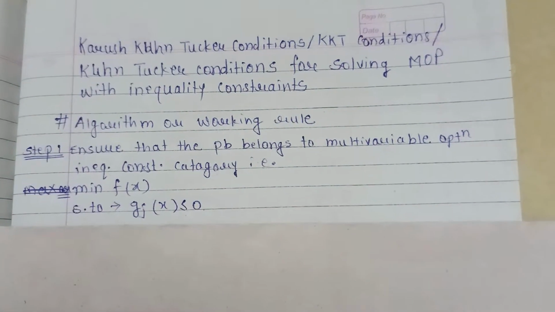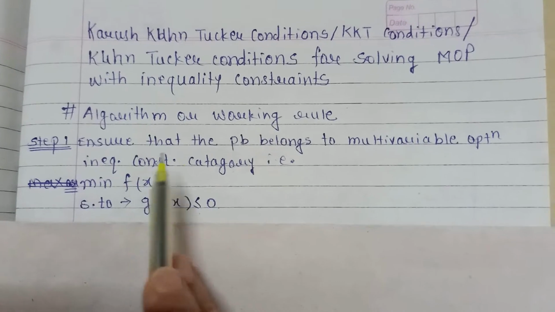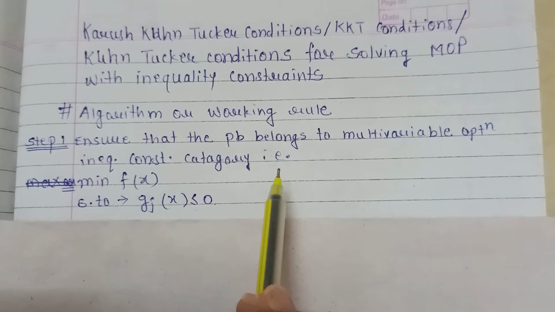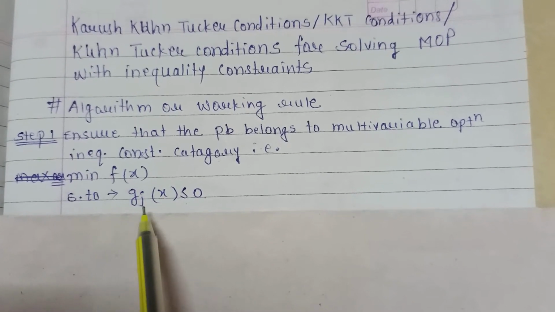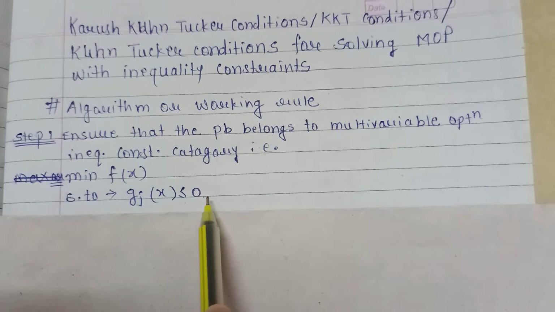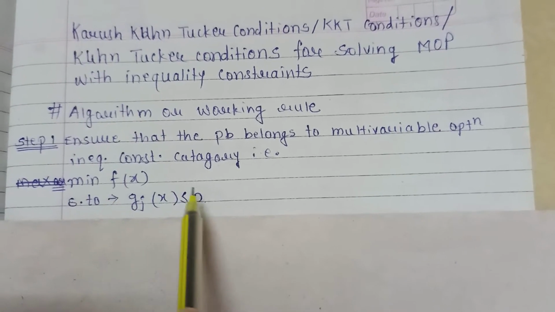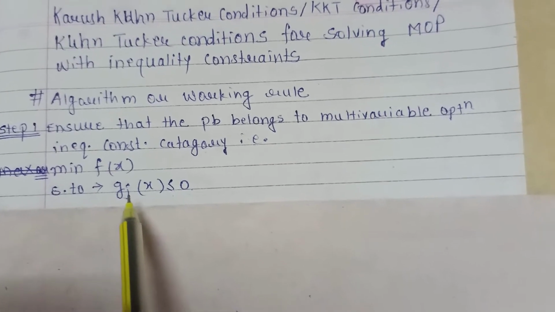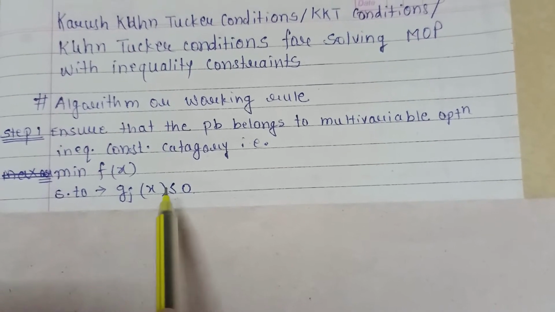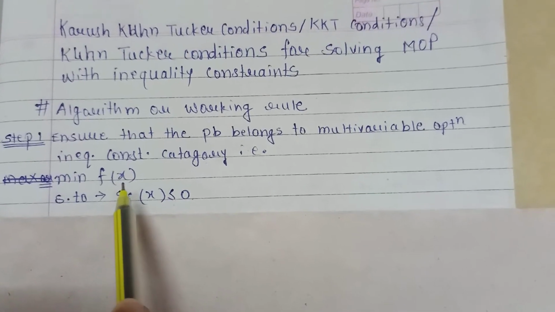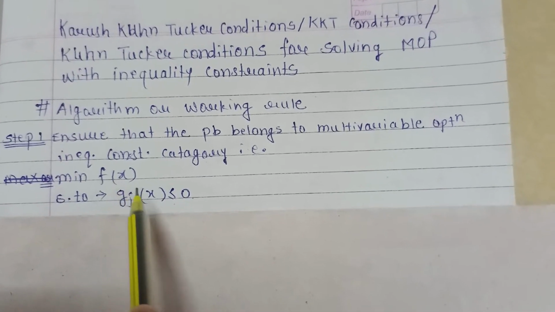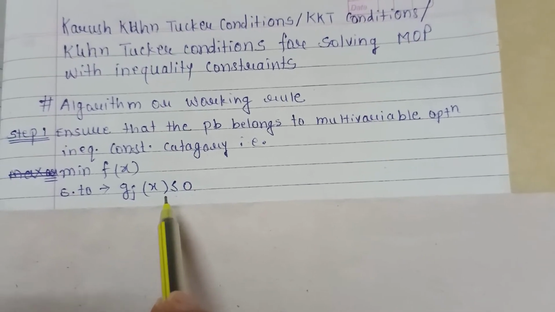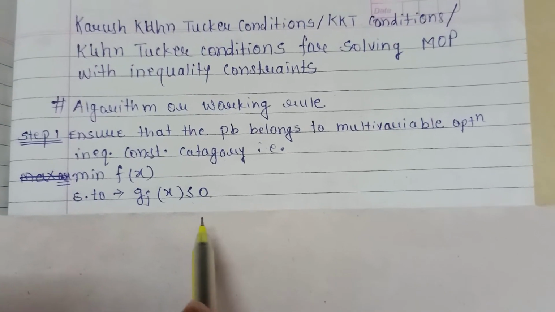In the working rule, step number 1 is to ensure that the problem belongs to the multivariable optimization inequality constraint category. That is, minimize f of x subject to the constraint gj of x less than or equal to 0. If you have a problem in this form, then we can apply this method. In this gj of x, the constraint is of inequality type, and the equations in the objective function and the constraint will be of non-linear nature, because this method is applicable to non-linear programming problems.